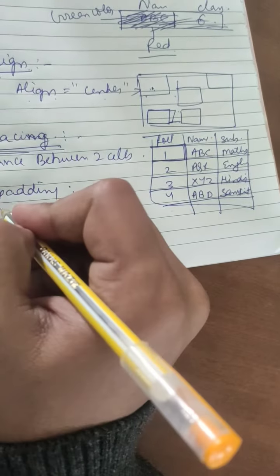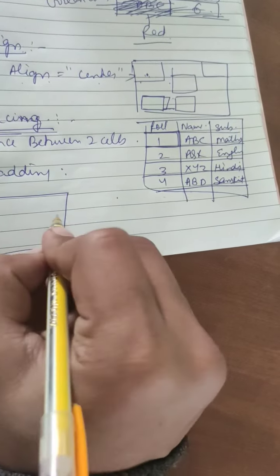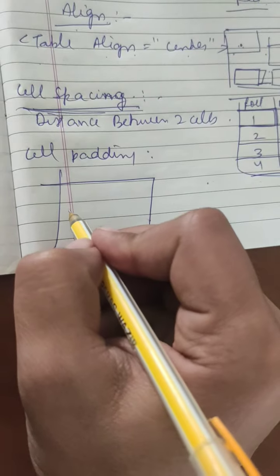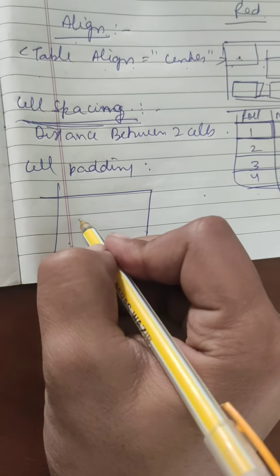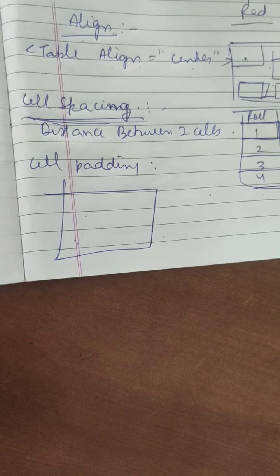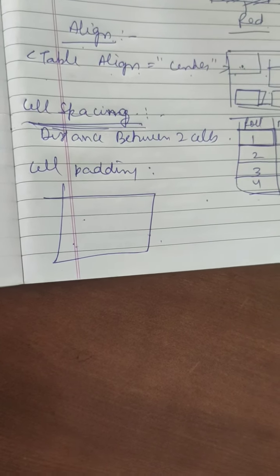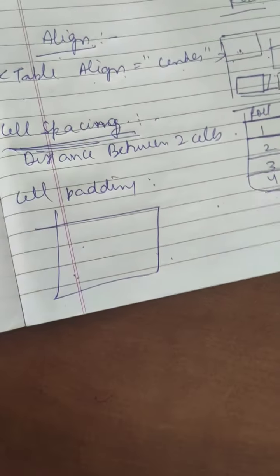So the distance between the two cells is called the cell spacing, and suppose this is a cell, okay, I had written this is a cell, and in this cell if I write the cell padding, then the text that is written inside the cell, its distance from the border of that cell, that is the boundary of the cell.